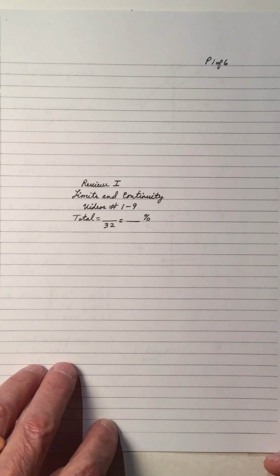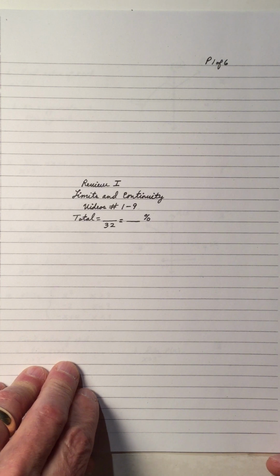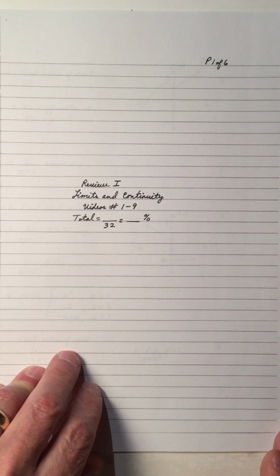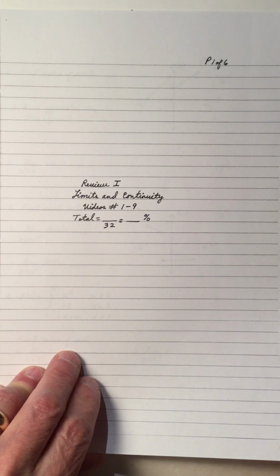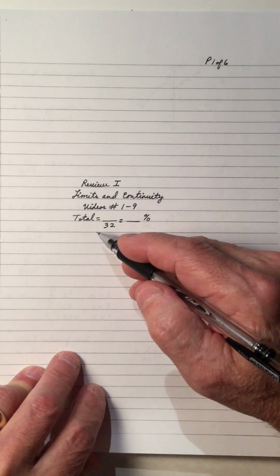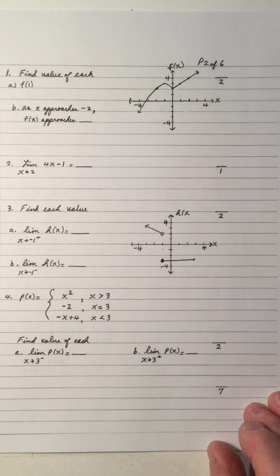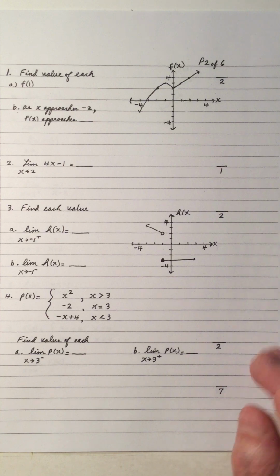This review is on videos 1 to 9, and as in all reviews, this one can be marked out of 32. So give yourself a score for each question and total up the pages. When you get them all done, total up all the pages and put it over 32. Here we go. Let's see how well you know videos 1 to 9.